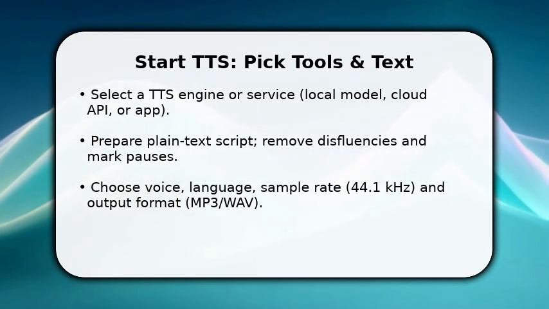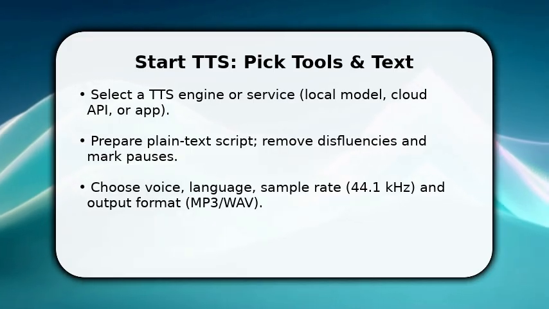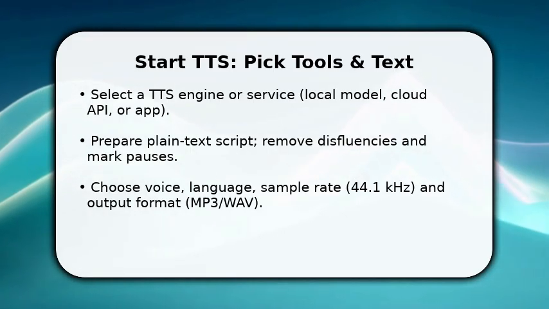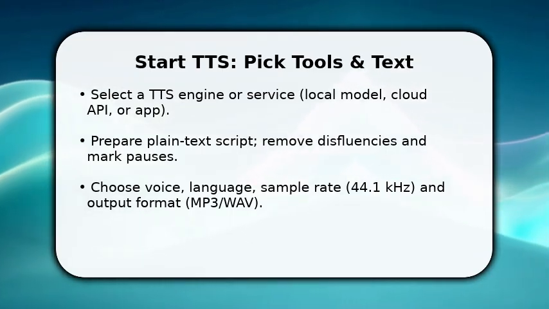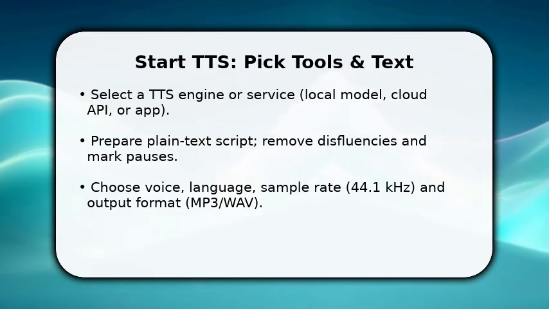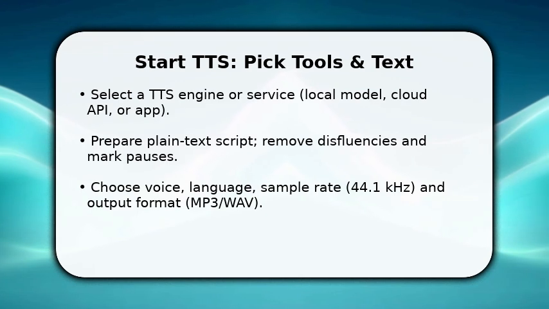Make sure to select a voice and sample rate, 44.1 kHz is standard, and an output format like MP3 or WAV. This gets you producing audible speech immediately. Next, you'll refine pronunciation and pacing with settings and markup.